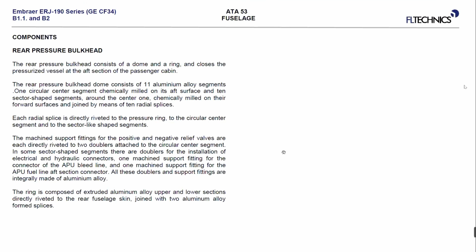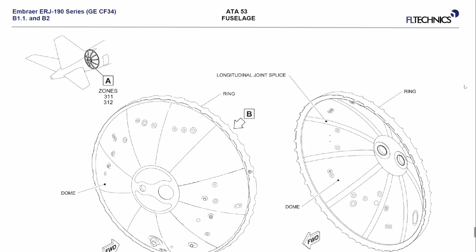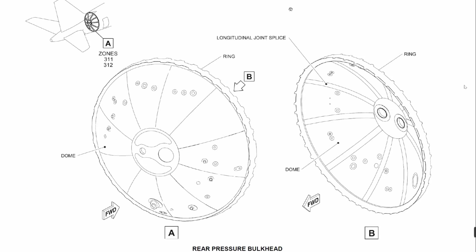Okay. Also, we have for the APU bleed line, also we have some openings for communication of hydraulic system and wiring. All these doublers and support fittings are internally made of aluminum alloy. Have a look. 11 plates making this dome, this circle. Have a look. Negative, positive pressure valves location. And have a look how many small holes we have.